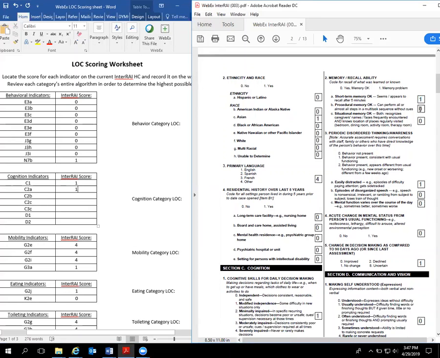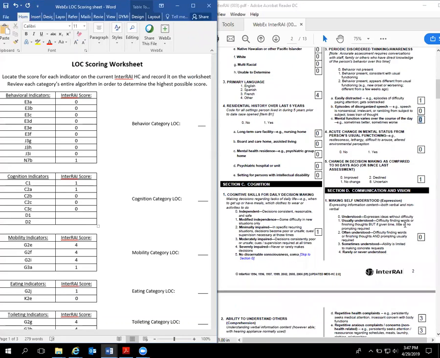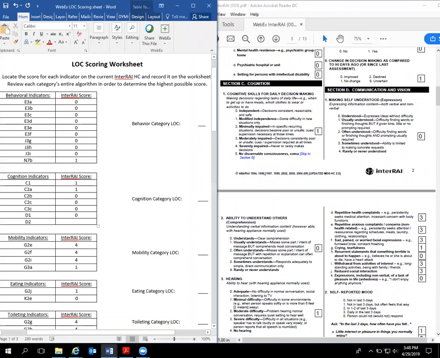C2B is the next indicator. The code on the interview for C2B is a 0, so I will put 0 here. C2C has a code of 0, so I will put 0 next to C2C on the worksheet. C3C is a 0, so I'll put C3C 0 on the worksheet. And then we jump sections to D1. D1 is a 0, so I will put 0 on the worksheet. And finally, D2 is a 0, so I will put a 0 here on the worksheet.